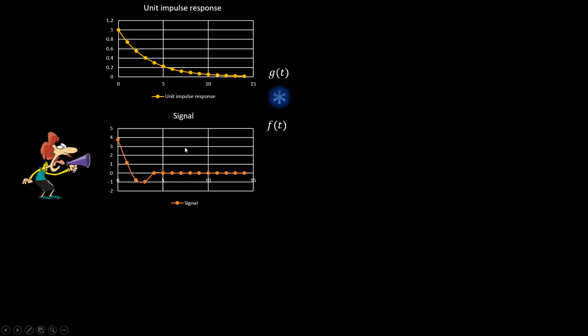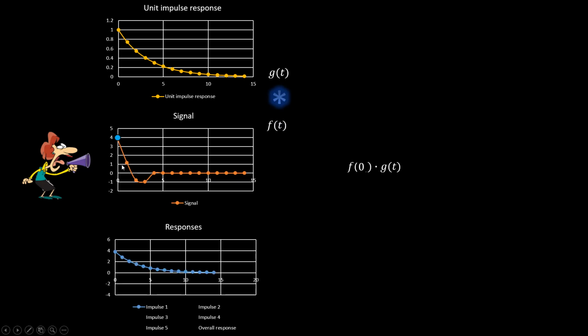Here's how. Each impulse will create its own echo effect, so you pick the first impulse at time 0, multiply that by the response. It creates a scaled response. For the second impulse, the same thing, but it only creates the response from T2.